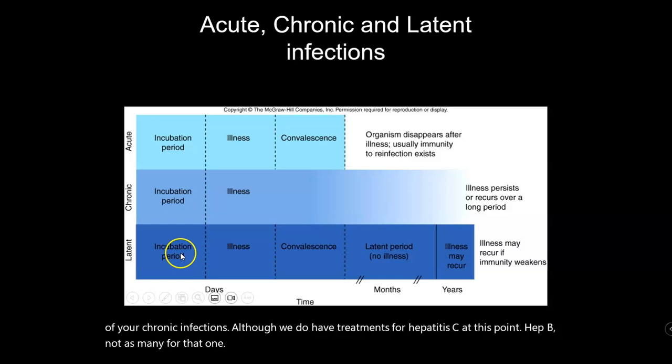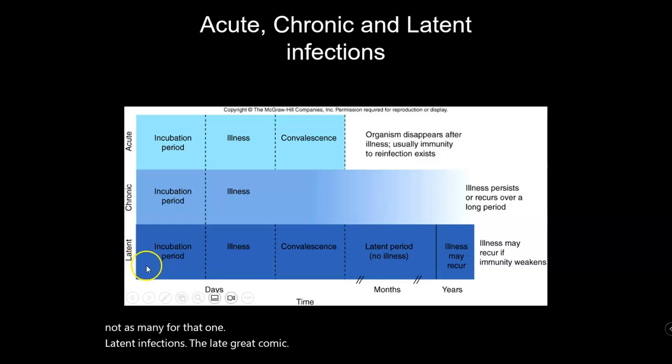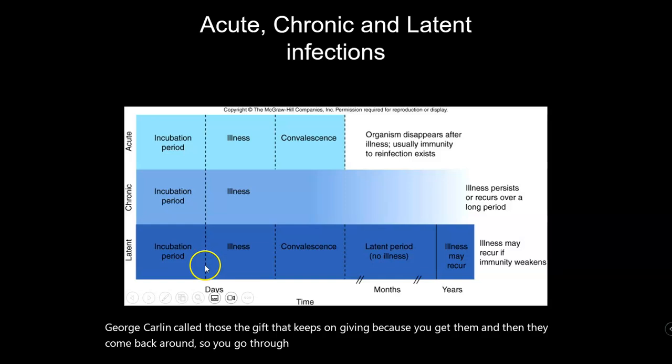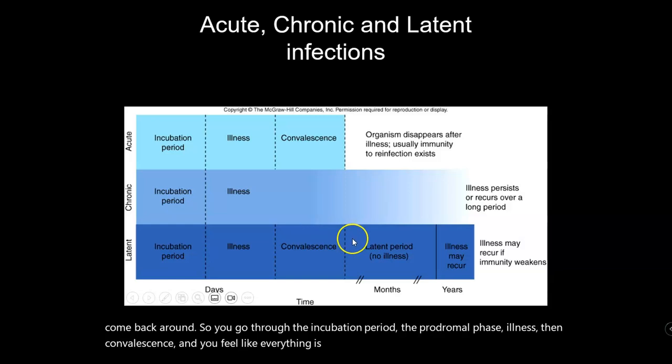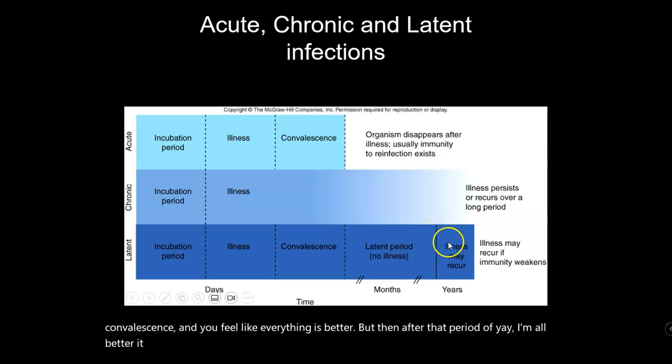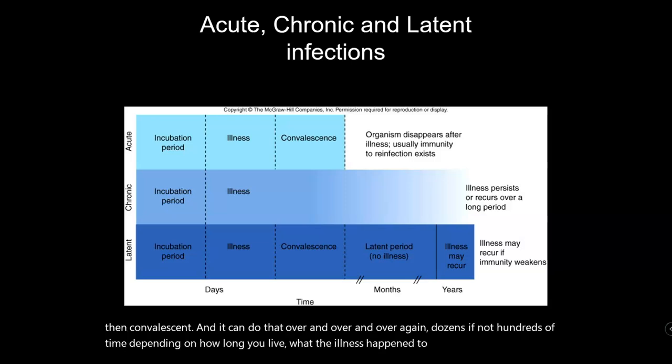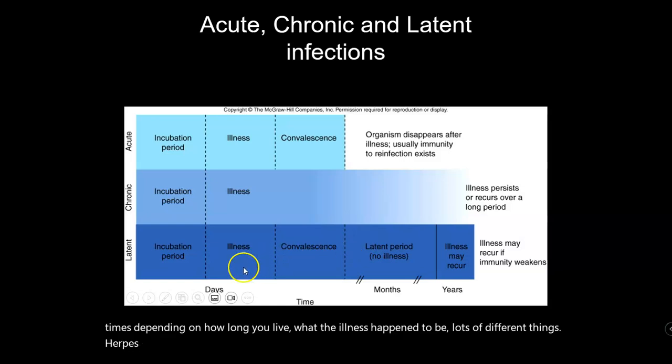Latent infections, the late great comic George Carlin called those the gift that keeps on giving, because you get them and then they come back around. So you go through the incubation period, the prodromal phase, illness, then convalescence, and you feel like everything's better. But then after that period of, yay, I'm all better, it comes back around and you get another period of prodromal phase, then illness, and then convalescence. And it can do that over and over and over again, dozens, if not hundreds of times, depending on how long you live, what the illness happened to be, lots of different things. Herpes is a good example of that one.